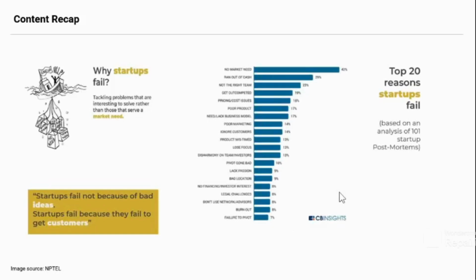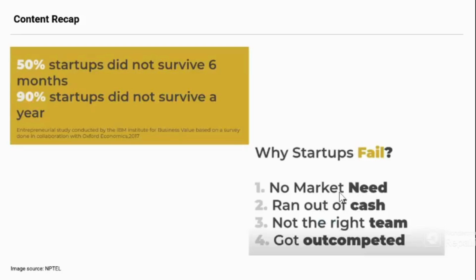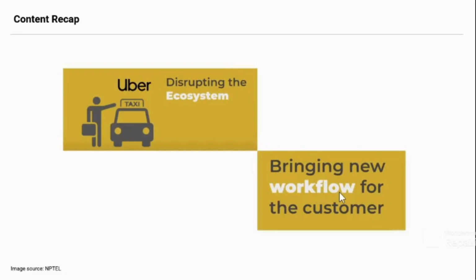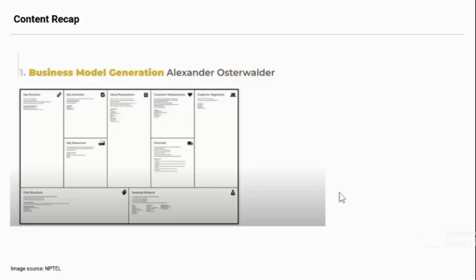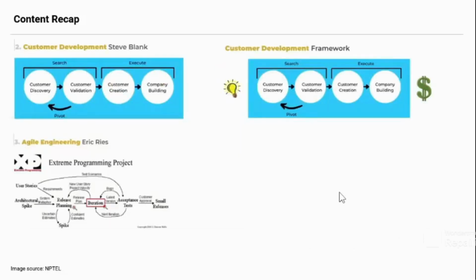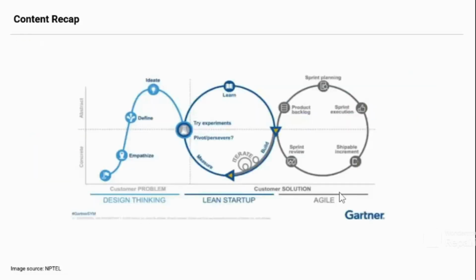Then the reasons why the startups are failing and why they did not survive, what the needs were, and what the reasons for them failing are. And then they shared certain examples about how the disruption had occurred, how they disrupted the entire ecosystem. Then they introduced the lean startup and the business model generation canvas, which has 9 components. And then there was certain information about agile engineering, the customer development framework, and how design thinking basically ties up with the lean startup and agile methodology.